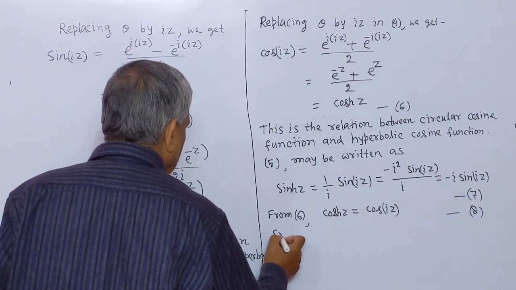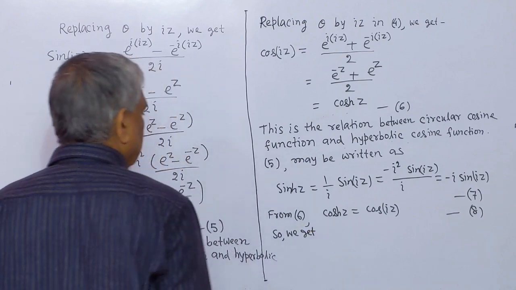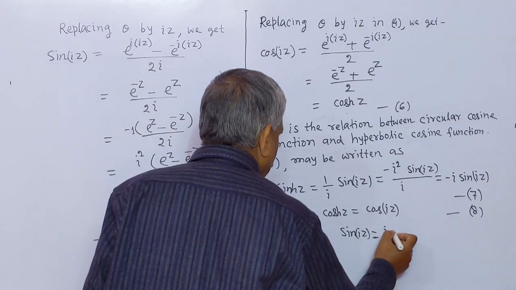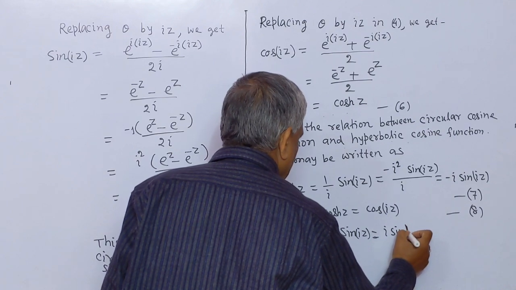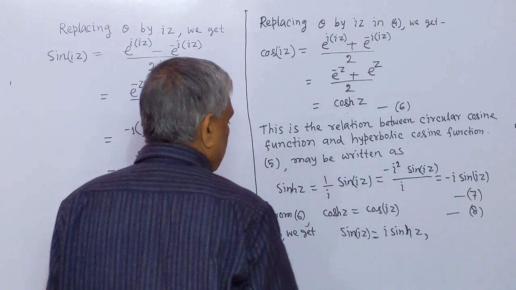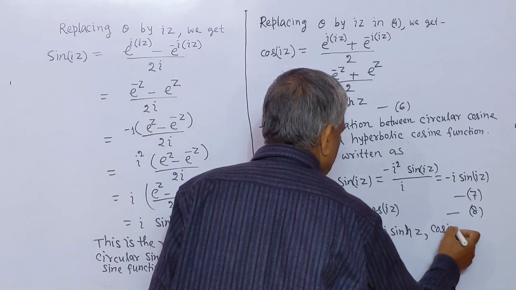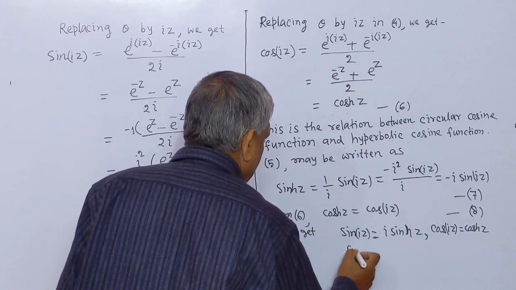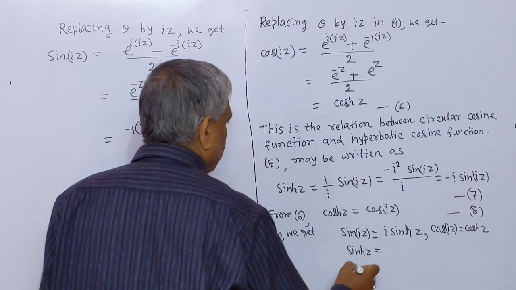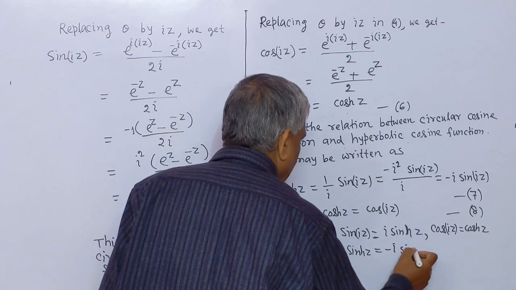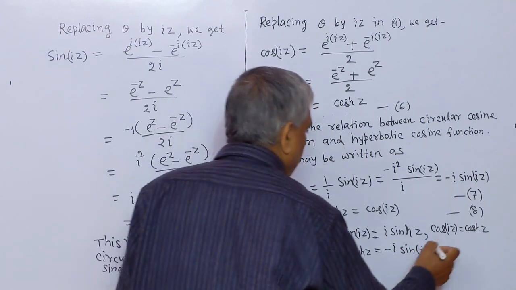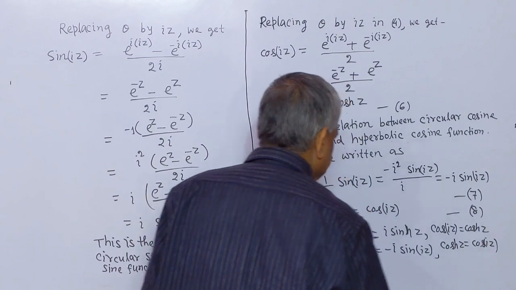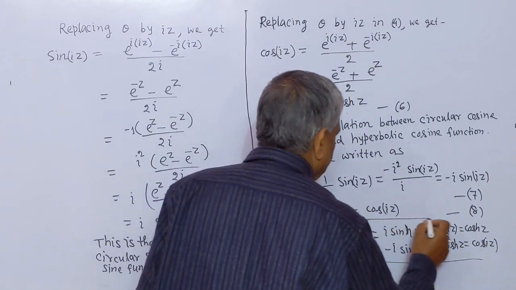So we get sin iz equal to i sinh z, cos iz equal to cosh z, sinh z equal to minus i sin iz, cosh z equal to cos iz, and we have to remember these formulas.